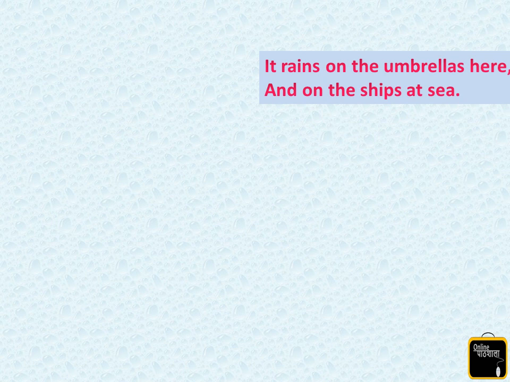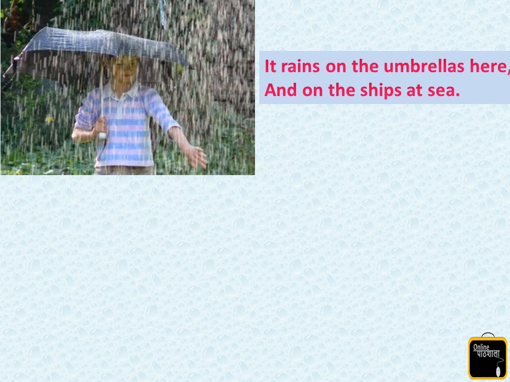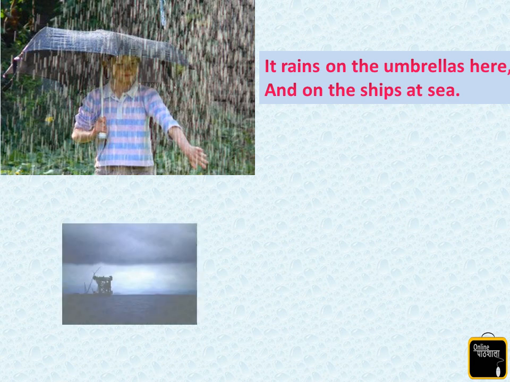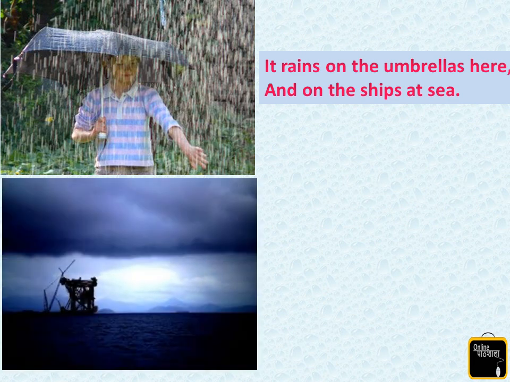It rains on the umbrellas here and on the ships at sea. Now look at the picture, students. In the first picture, the rain is falling on the umbrella and the boy is holding his umbrella and enjoying the rain. And in the second picture, the rain is falling on the ships at sea.